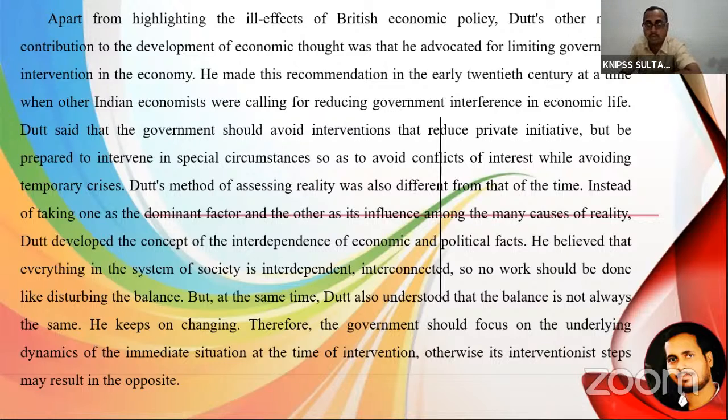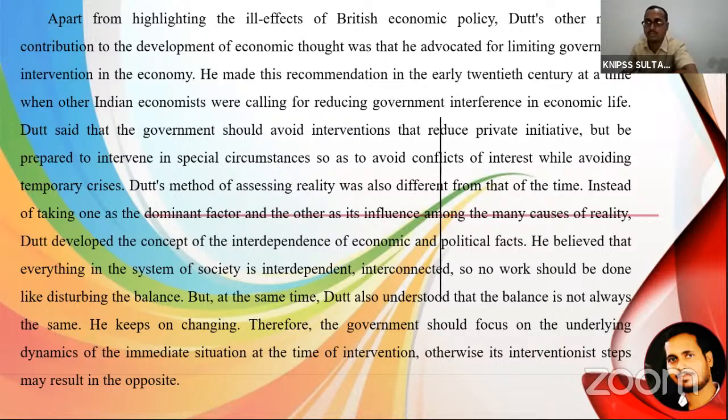But at the same time, they also understood that the balance is not always the same. This balance during the administrations is naturally a tough situation. So for making the balance, the government has to take some preventive measures, but not active measures, which keep on changing. Therefore, the government should focus on the underlying dynamics of the immediate situation at the time of the interventions.